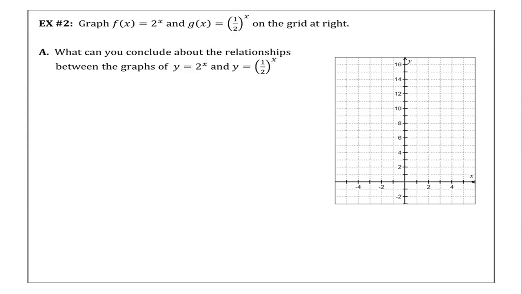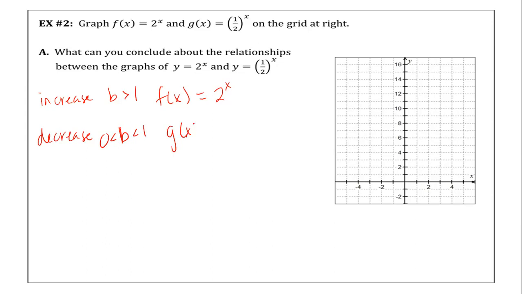All right. So these are two examples that we're going to graph: an example of an increase and an example of a decrease. How do I know which is which? Exactly. The increase is when my b is greater than 1, so my increase function is f of x equals 2 to the x. My decrease is when b is less than 1 but greater than 0, so my decrease is g of x equals 1/2 to the x.